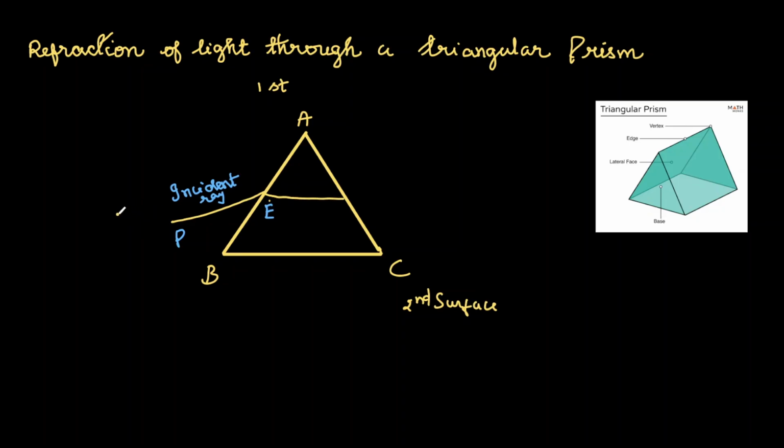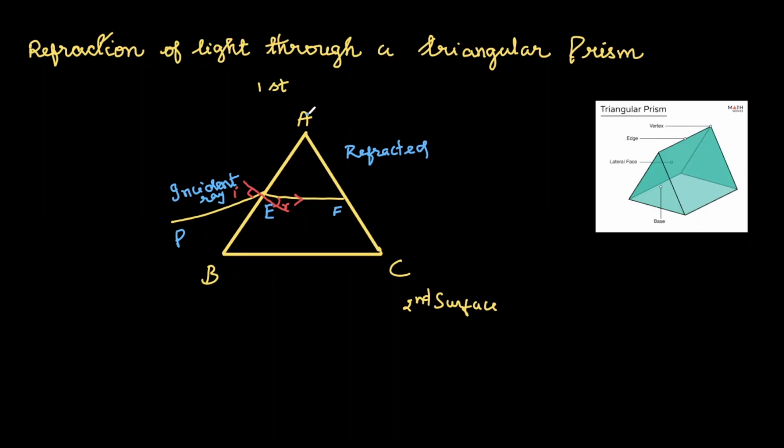When the incident ray travels from the rarer medium, air, to the optically denser medium, glass, the speed of light decreases, so the light ray bends towards the normal. If you draw a normal here, it will be bending towards the normal. This is the angle of refraction, and this is the angle of incidence. So EF is the refracted ray.